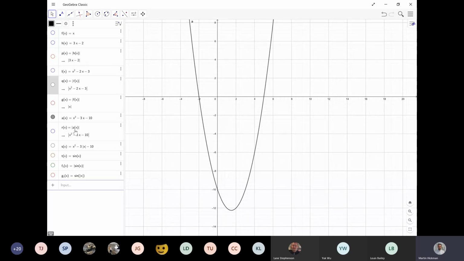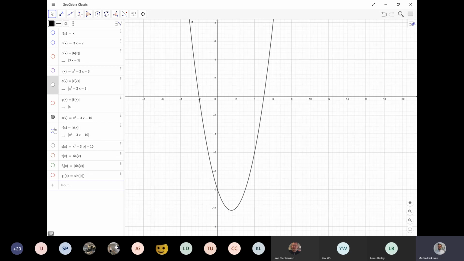Ignore all my things on GeoGebra. I've got a of x and r of x, because I've got so many different functions here. In our booklet, it's just f of x. So f of x is x squared minus 3x minus 10. Factorize that to x minus 5 and x plus 2. It's got a y-intercept of minus 10.